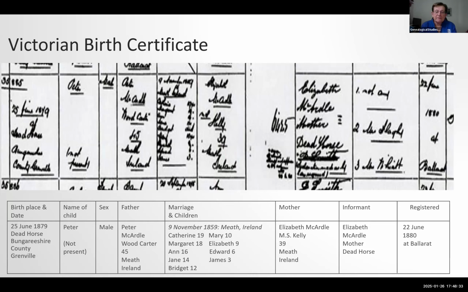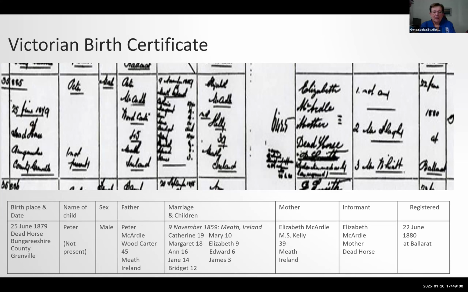He's age 45, and his birthplace, in this case very valuable information, Meath in Ireland. Now, whether that is County Meath or Meath the city, we don't know. But that is the first information we have as to where the father's place of birth was.